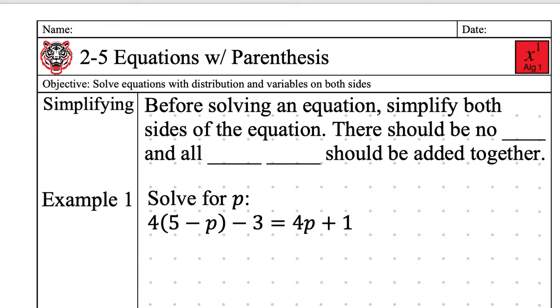All right, so 2-5, Algebra 1. Today's date is Friday, September 20th, 9/20, 2019.